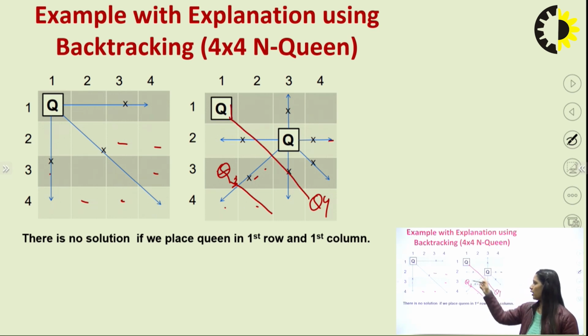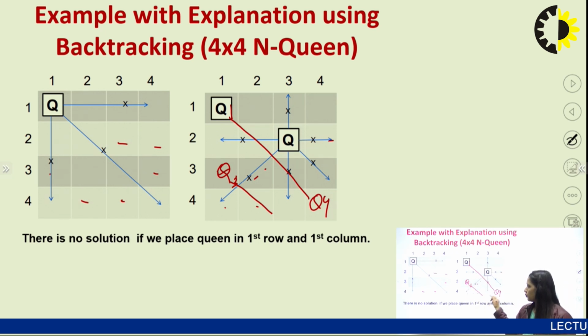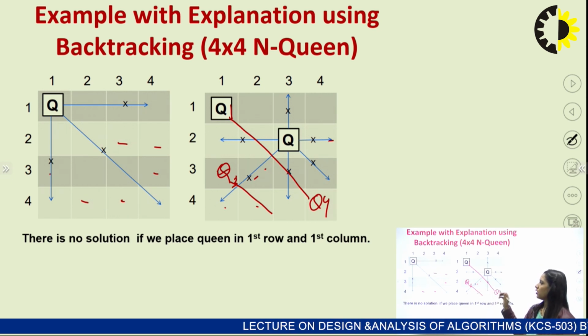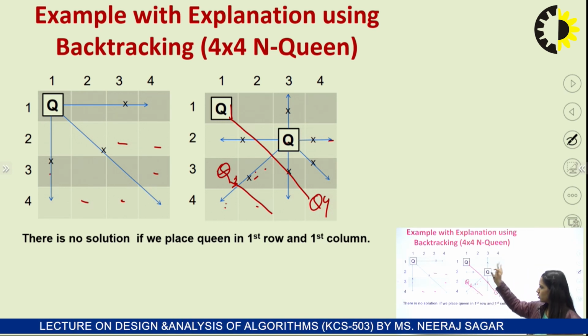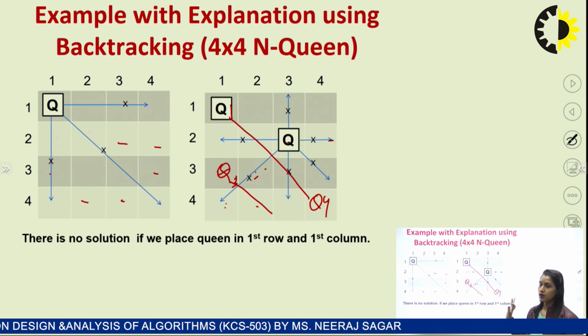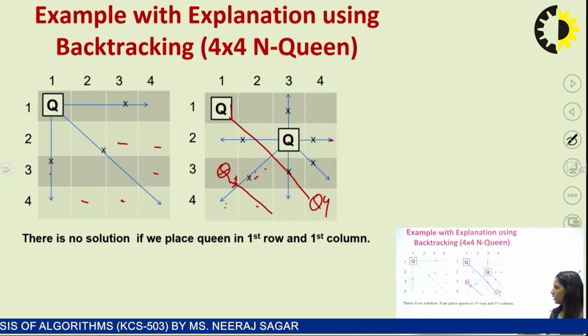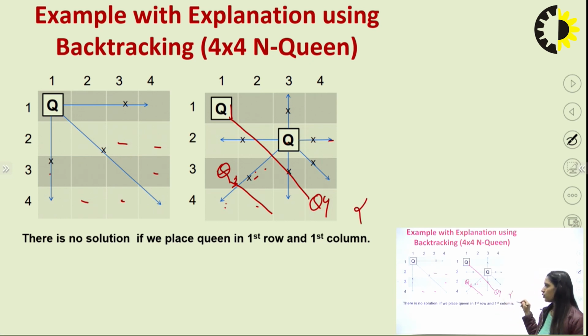Okay, so I cannot, this is not my solution. I have to again backtrack this. See, because when I looked at the chessboard here, what I saw is that I can put 3 queens but not the fourth one. Okay, so this is not my solution. Again I backtrack and again I find the next solution. So this is not my solution.